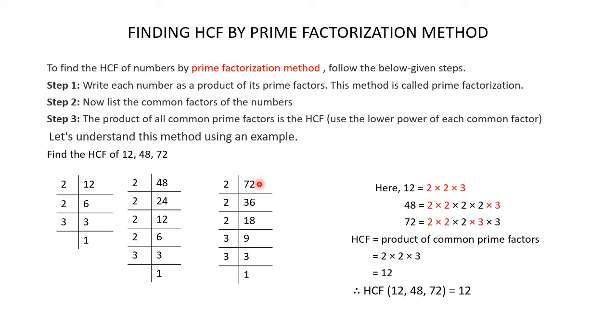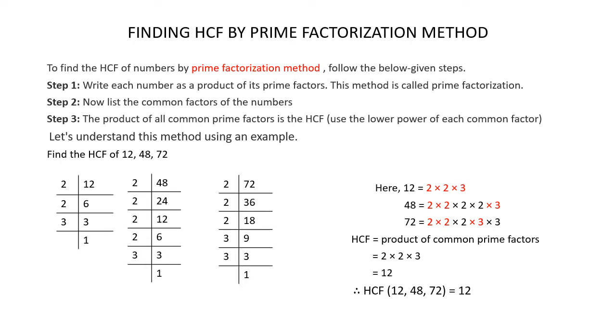Next, reduce 72 to its prime factors. To do that, divide 72 first by 2. You will get 36. Divide 36 by 2, you will get 18. Divide 18 again by 2, you will get 9. Divide 9 by 3, you will get 3. And when you divide 3 again by 3, you will get 1. So, the prime factors of 72 are 2, 2, 2, 3 and 3. So, you can write the product of the prime factors of 72 as 72 is equal to 2 multiplied by 2 multiplied by 2 multiplied by 3 and multiplied by 3.